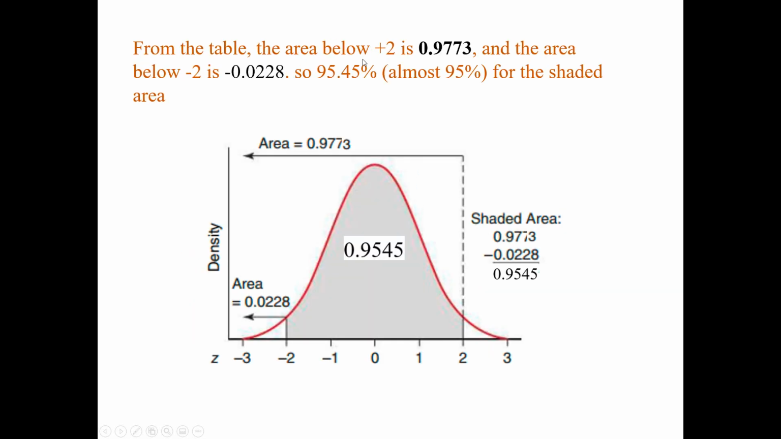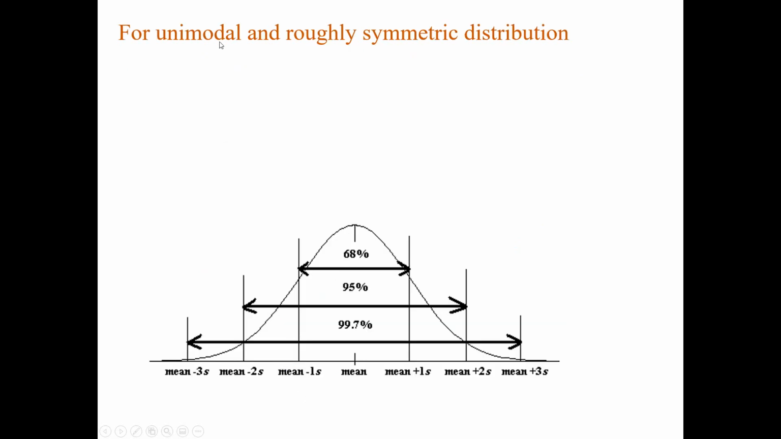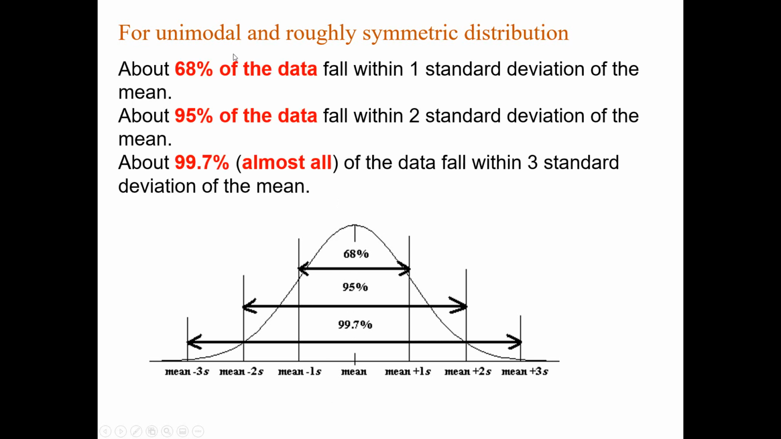So from the table, the area below plus 2 is 97.73, and the area below -2 is 0.0228. Subtract this from this, and you get this number. So for a unimodal and roughly symmetric distribution, which a normal distribution is, it still follows that same empirical rule, the 68, 95, 99.7 rule. And this is just another graph illustrating it.